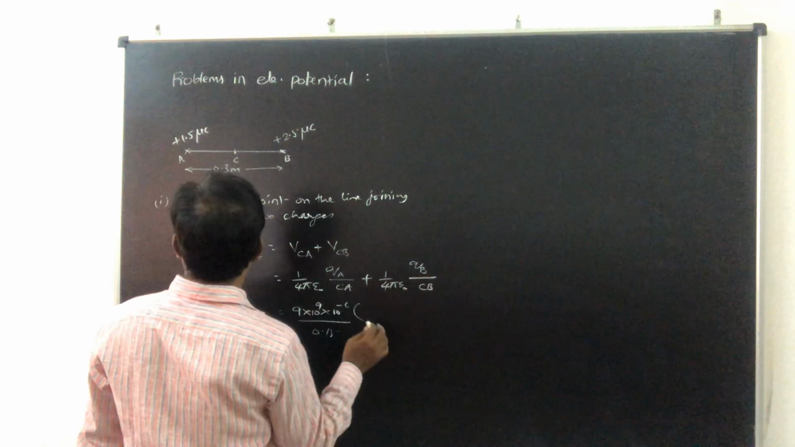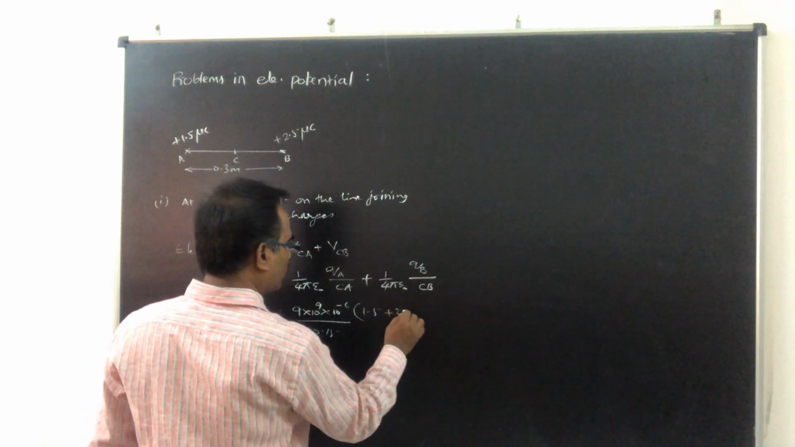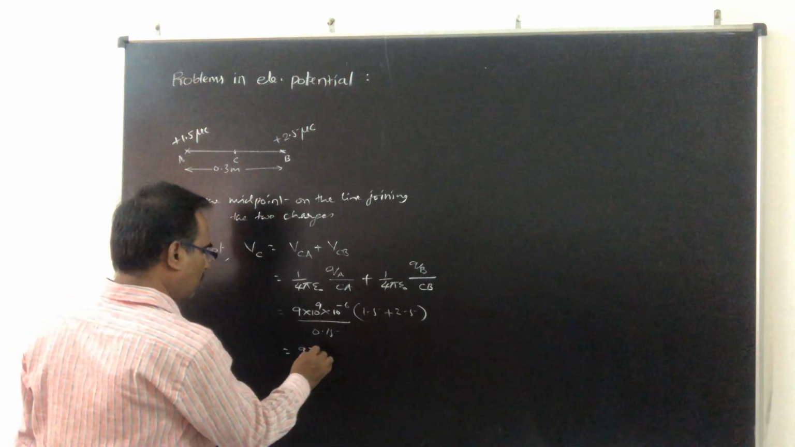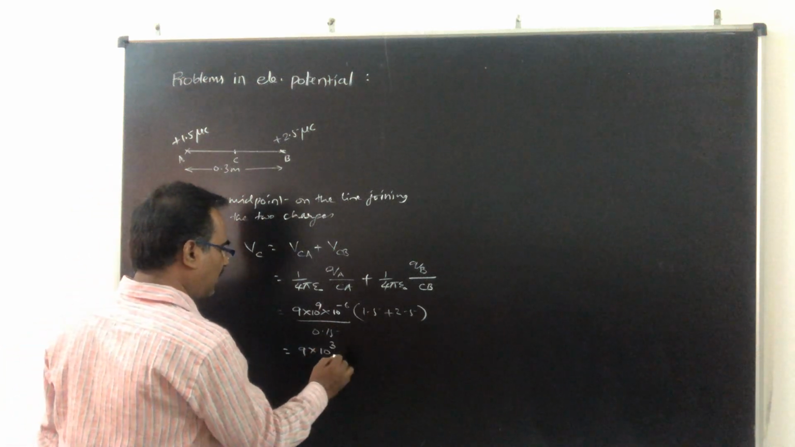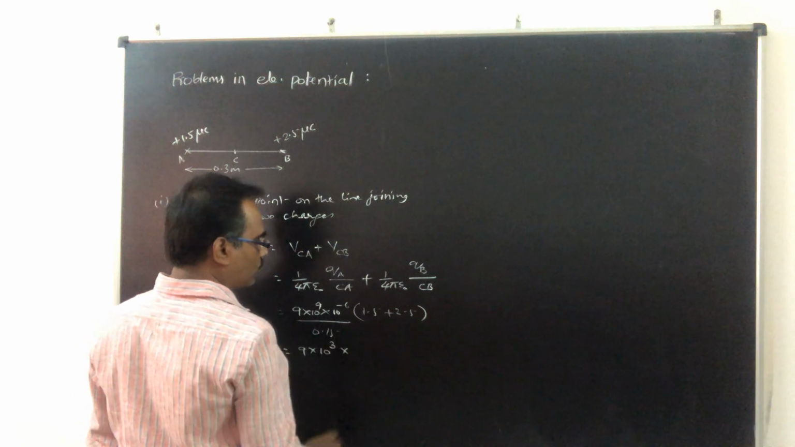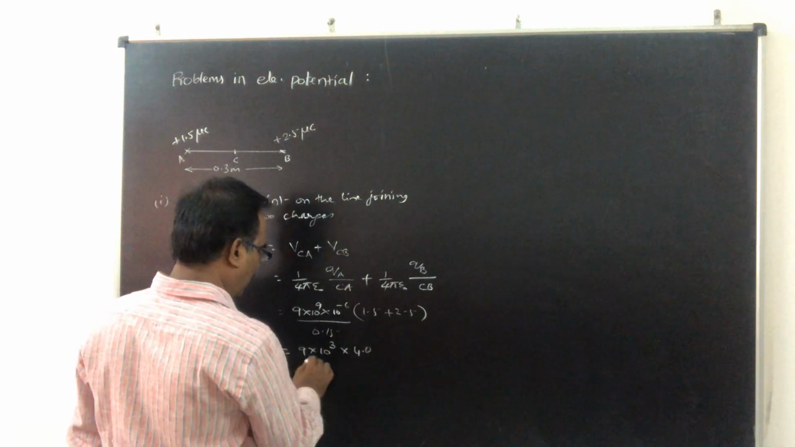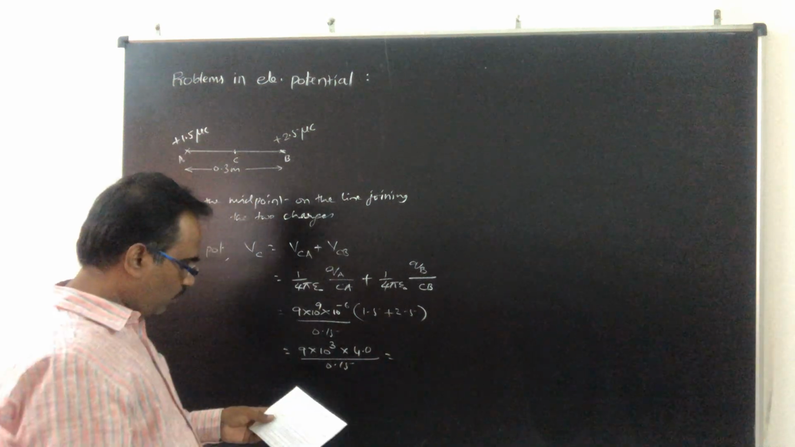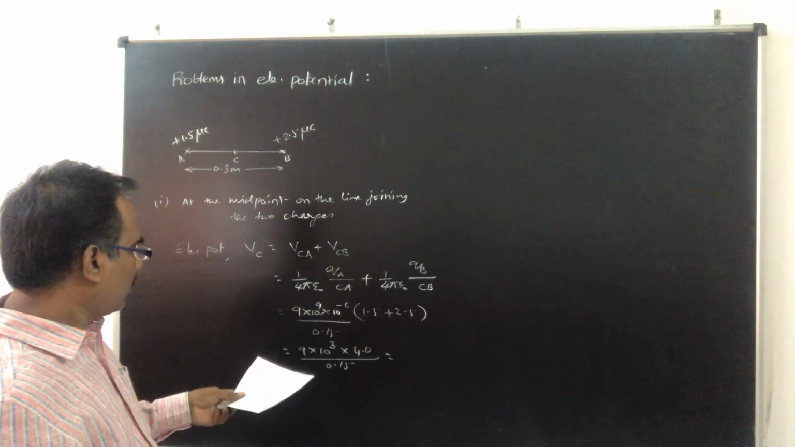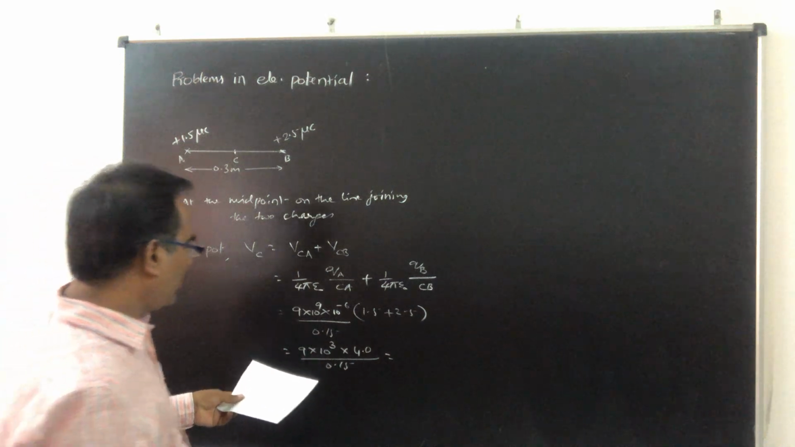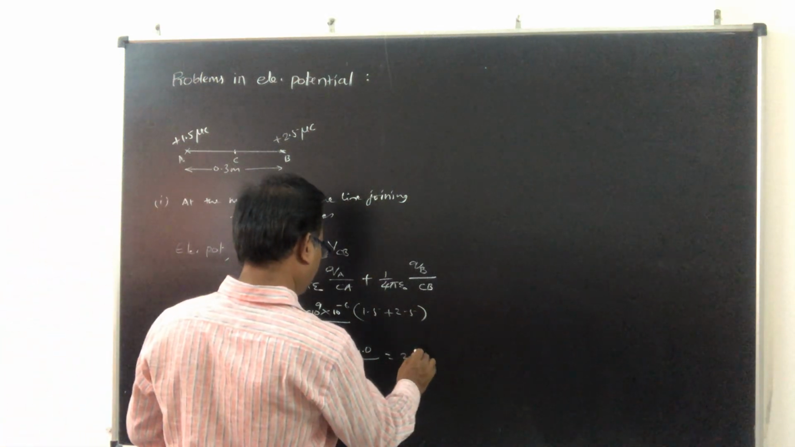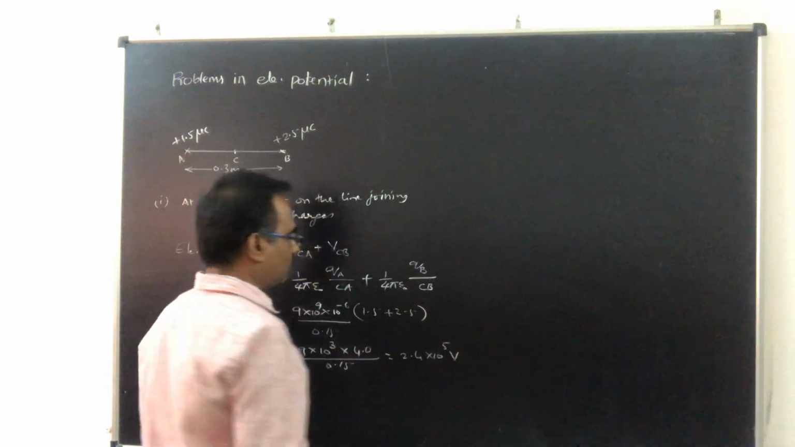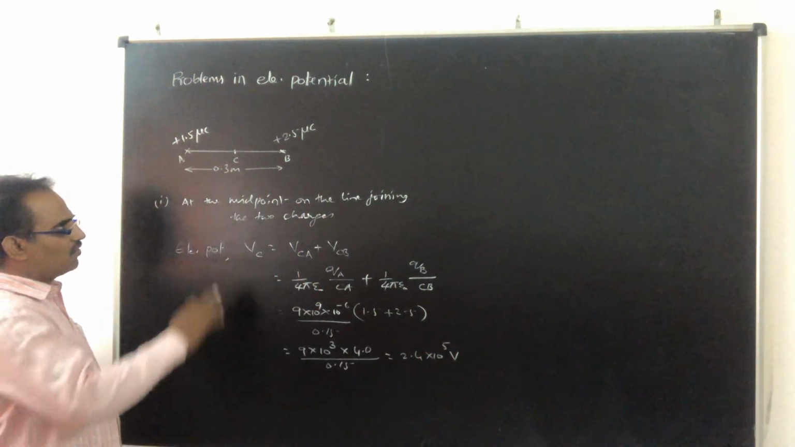So the sum of these two charges is 1.5 plus 2.5. So this is 9 into 10 to the power of 3. When you add these two things, you get 4 divided by 0.15. If you do this calculation, roughly you will get 2.4 into 10 to the power of 5 volt. So this is the first part of the problem.